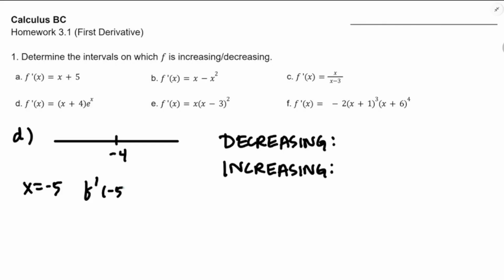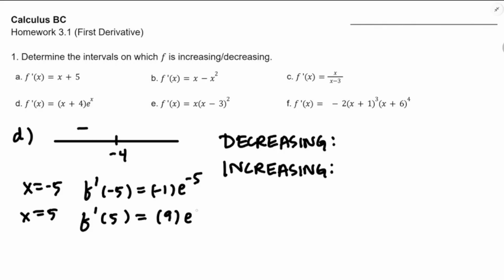f prime of -5 equals -5 plus 4, -1, times e to the -5. e to the -5 is a positive number, so that's negative. And then to the right, like x equals +5, f prime of +5 equals 5 plus 4 is 9, times e to the +5, and that's a very positive number. Okay, so there we go. Decreasing with a negative derivative, x is less than -4. Increasing with a positive derivative over here, where x is greater than -4.